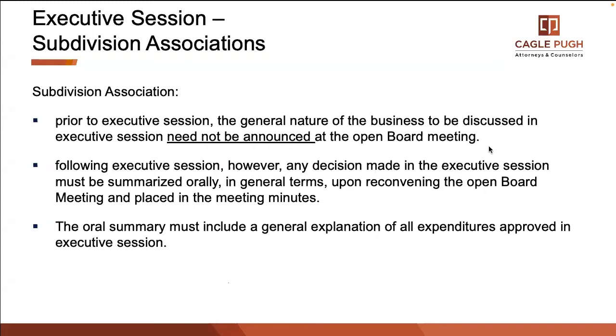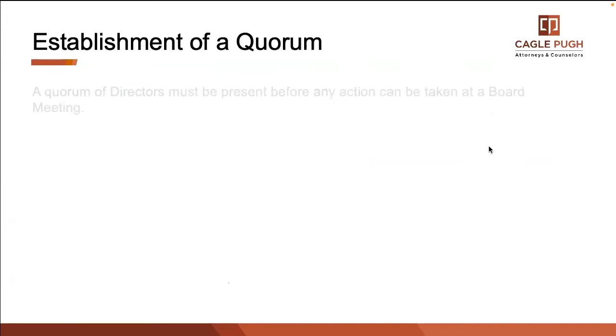The oral summary has to be a general explanation of all expenditures approved in the executive session. So you can't go into executive session to keep financial information secret from the owners. That all needs to end up in the minutes after you've made the decision.